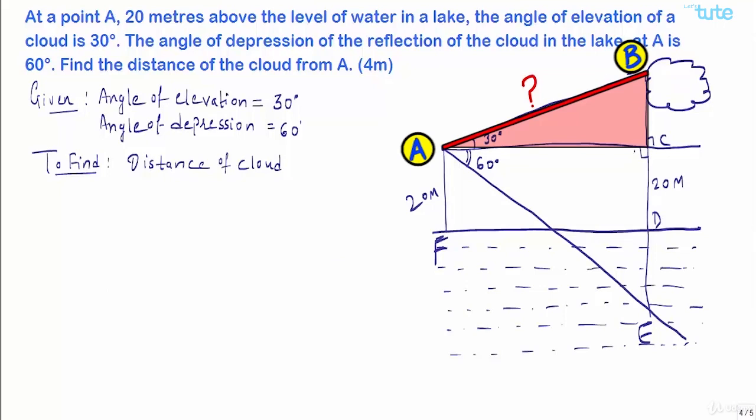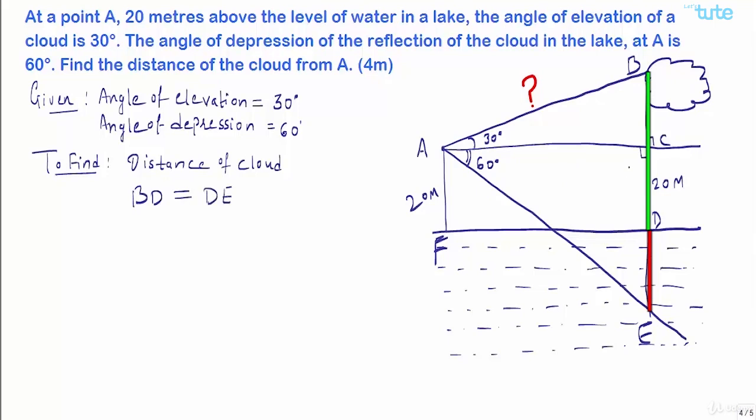But in this triangle, we have information only about the angle. That means we should know at least a side. And here we can think of finding the side AC because this is the common side for the 2 right angle triangles. So let's find out the side AC first. So look at this picture. We know that line DE is the reflection of the line BD. So they both are equal. I know they are not looking equal because of this rough diagram, but in actual they will be equal.